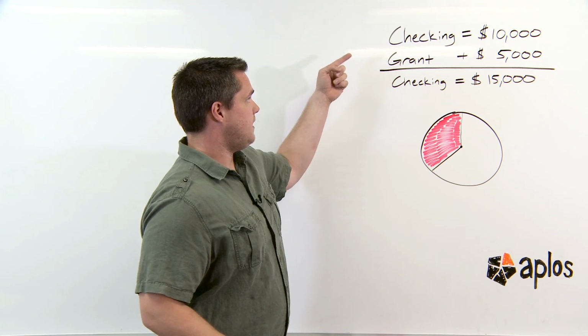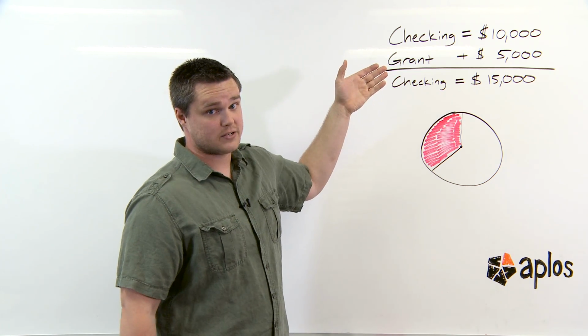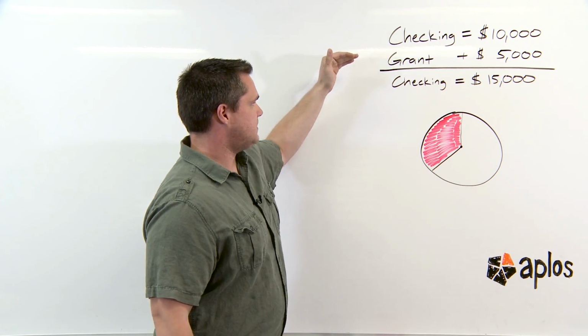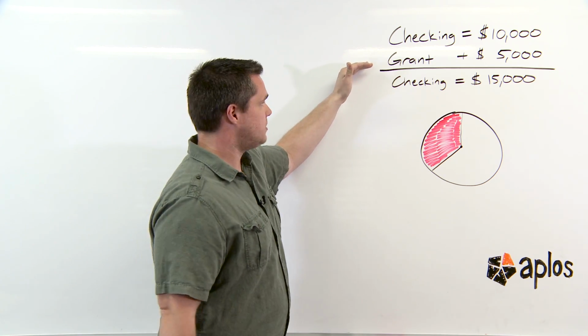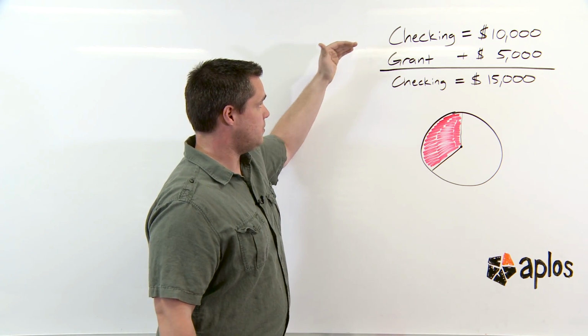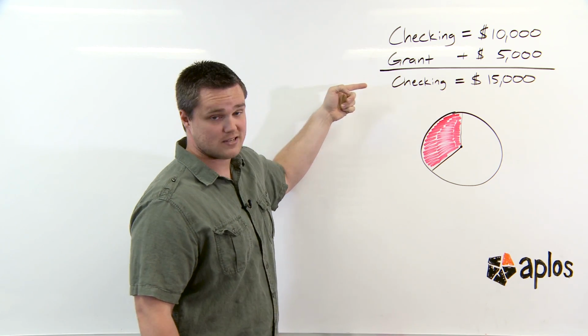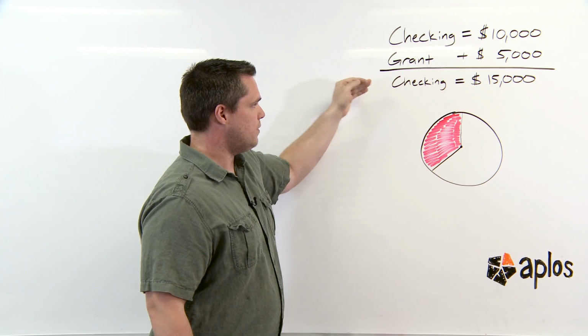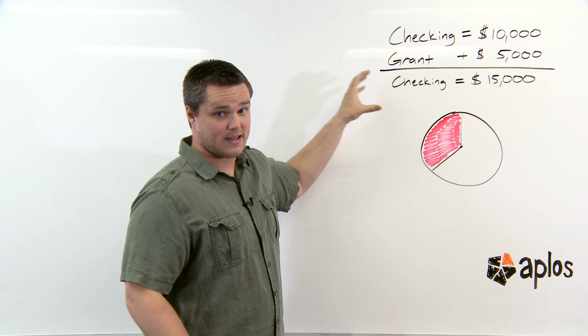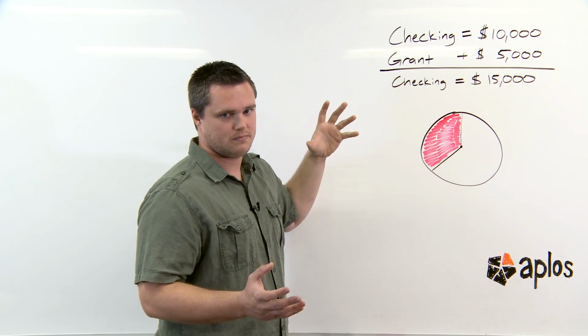So let's say you've got a checking account with $10,000 in it. Then let's say you get a grant to do some missions outreach, and that is $5,000. So you go to the bank and you deposit the $5,000 into the checking account, so your new checking balance is $15,000. With normal accounting, that's where it kind of ends. You've just got $15,000, great.